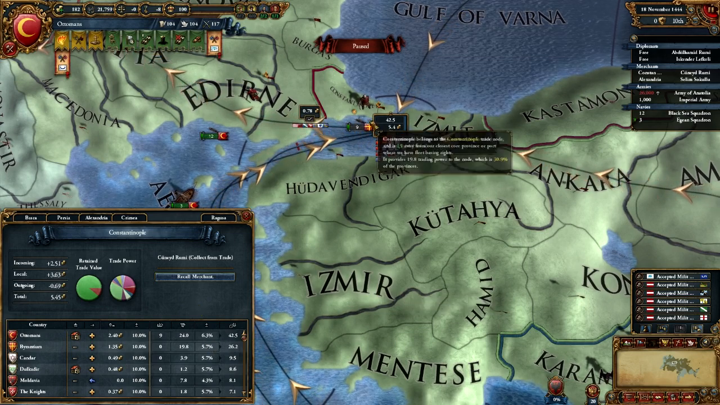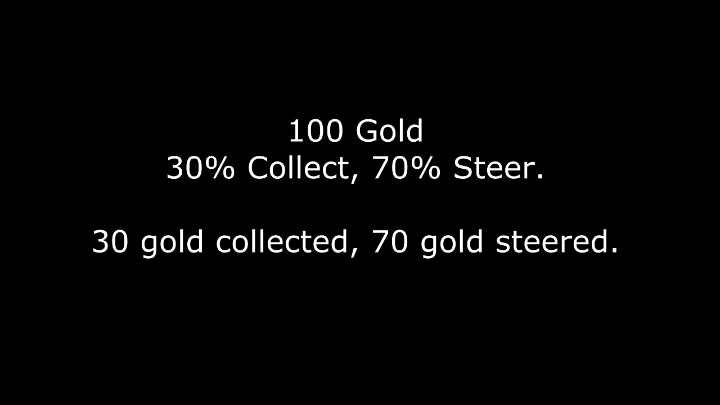So let's take an example. Let's say this trade node, Constantinople, is worth exactly 100 gold. Now, 30% of the trade power present within that node is being devoted to collection, and the remaining 70% is being directed towards moving the trade on. That would mean that 30 gold is being collected and 70 gold is being moved on. Doesn't matter the countries, what matters is the total percentage of the trade power being devoted to one of these two actions.